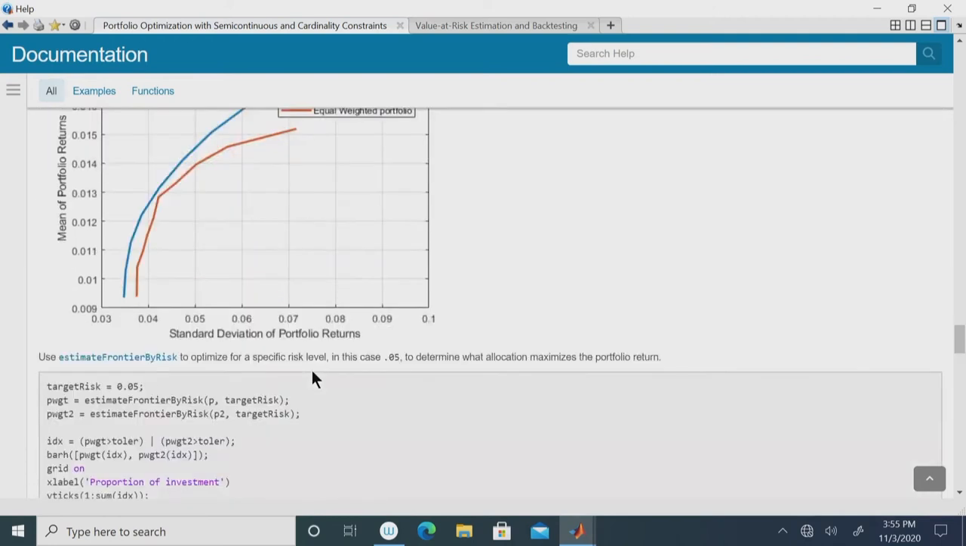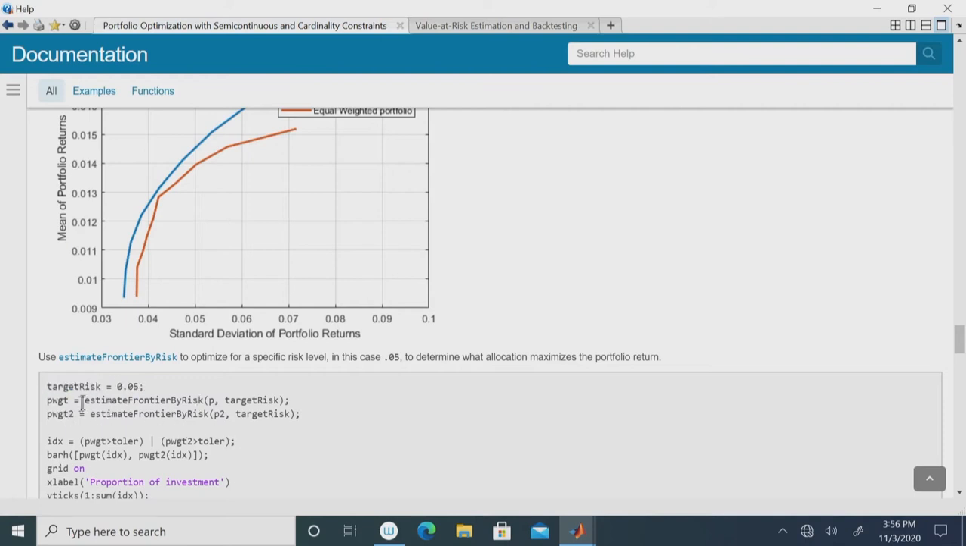Okay, so now we have already looked at the problem of specifying a specific return level. Recall that we have encountered this earlier, where we can actually estimate the efficient frontier by specifying a given level of risk. Suppose that for illustrative purposes we set the risk level to be 5%. Just as we had done in case of target return, we do the target risk and set it to be equal to 5%.